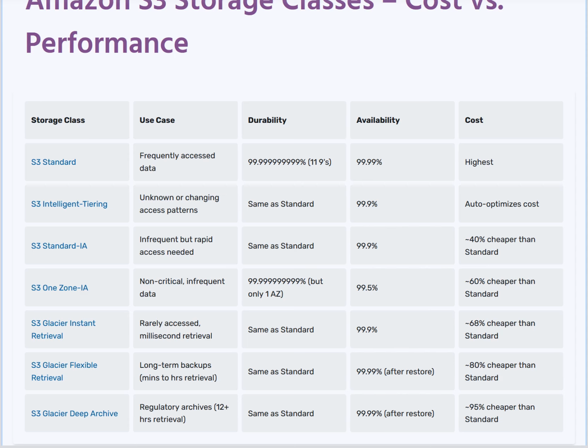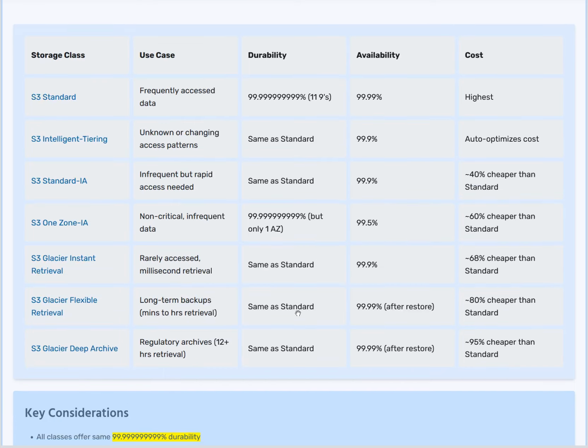Same durability, 11 nines. And this has only 99.9 availability, which is less availability than S3 Standard, and it's approximately 40% cheaper than Standard.